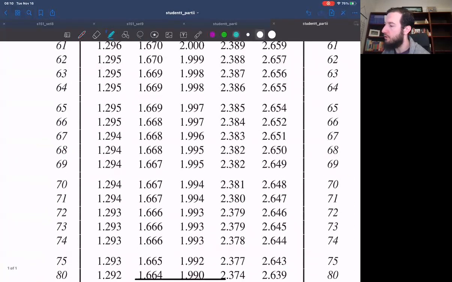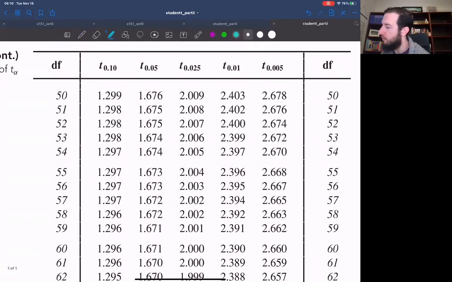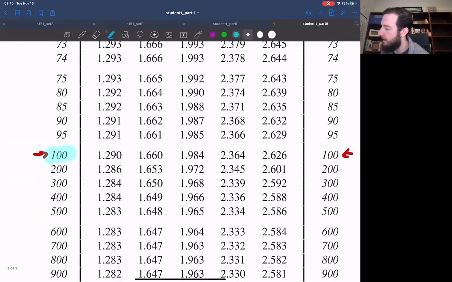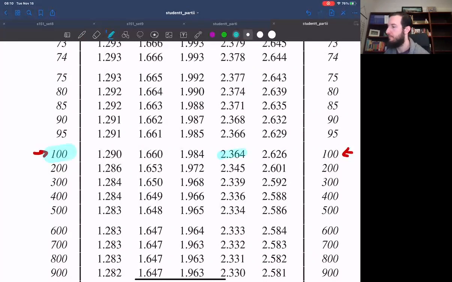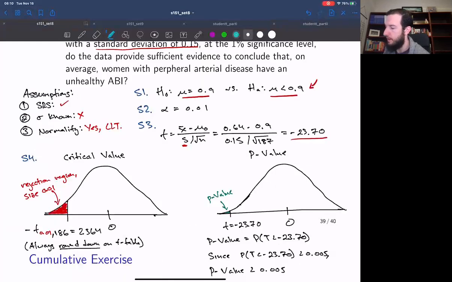Okay, so now what we're going to do is match 100 to our significance level, which was 0.01. And that gives us 2.364. All right, so that's where the 2.364 comes from. I've rounded down, always round down when you're between two numbers on the T table. Okay, so now we can see our critical value is -2.364. Our test statistic is -23.7. So the test statistic is going to be well inside the rejection region. So we can reject H naught based off of the critical value approach.